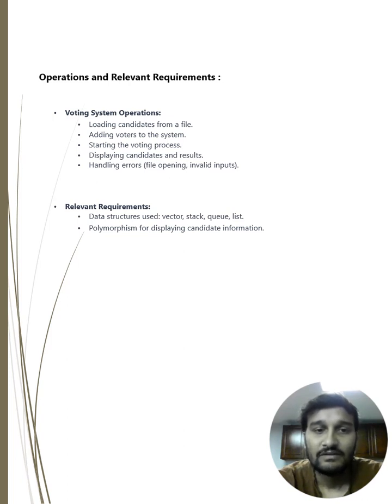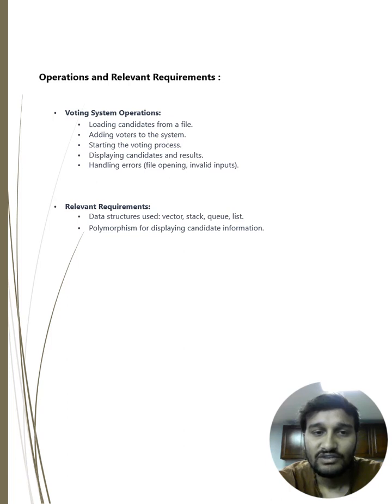The requirement for this program is an input file, candidates.txt. The program assumes the existence of a file named candidates.txt with the name and party for each candidate separated by a space. Next, user interaction. Users are prompted to input their names for voting. Users provide a selection index to vote for a candidate.